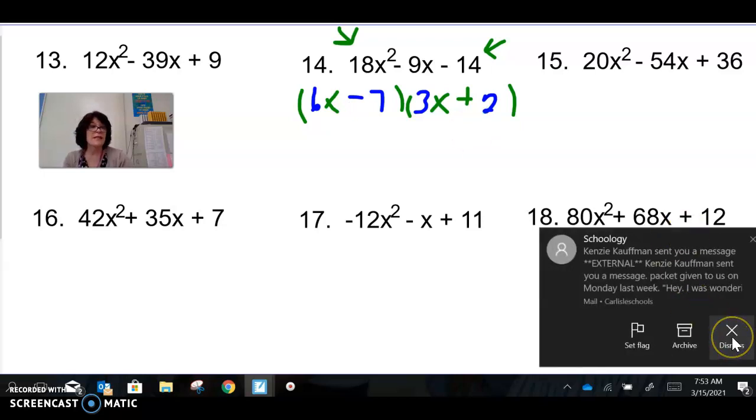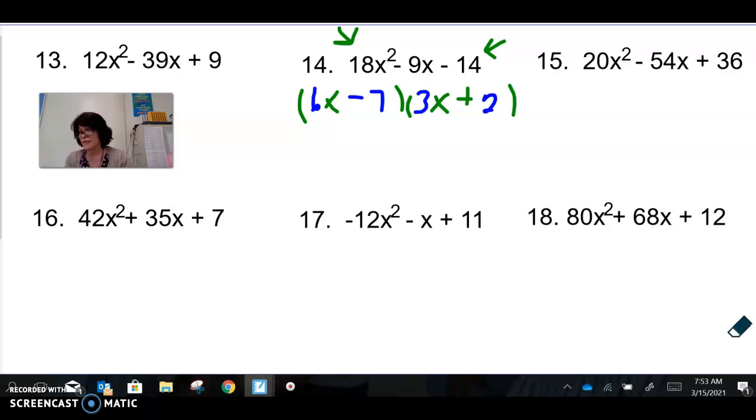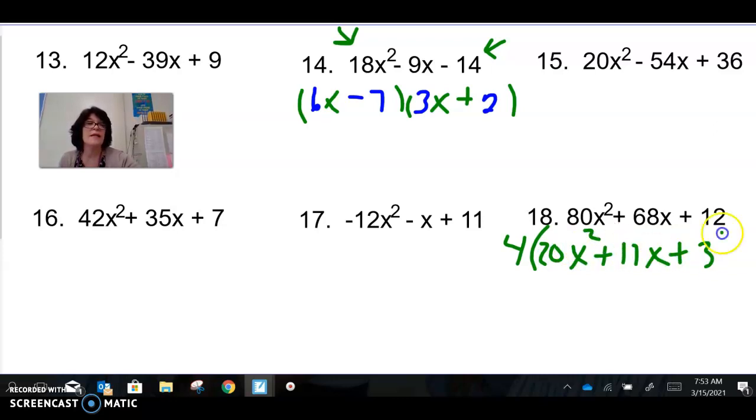Let's look at number 18. 18's tough. I'm noticing it's even. If I take 2 out of each, I still get even. I think 4 goes into everything. Let's take a 4 out. That gives us 20x squared plus 17x plus 3. Yay, that's way smaller to have to deal with. I don't want to deal with 80 and 68. Goodness sakes, that's tough.